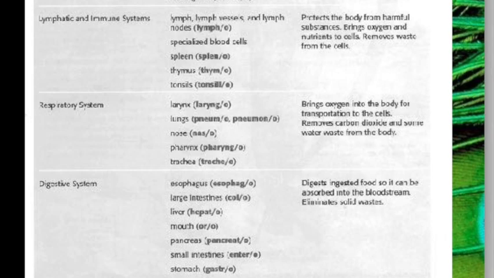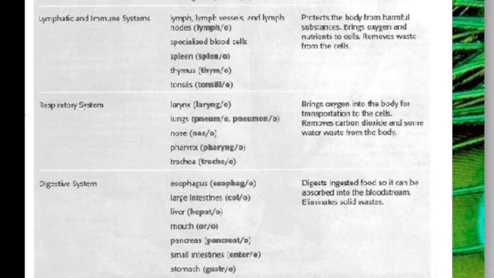The respiratory system brings oxygen into the body for transportation to the cells, and removes carbon dioxide and some water waste from the body. The larynx, also known as the voice box, has the word root laryng, laryngo. The lungs, which are large sacs so we can fill them with air, have the word roots pneum, pneumo, and pneumon, pneumono. The nose, which is filled with hairs to help filter air, has the word root nas, naso. The pharynx, also known as the throat, has the word root pharyng, pharyngo. And the trachea, also known as the windpipe, has the word root trache, tracheo.